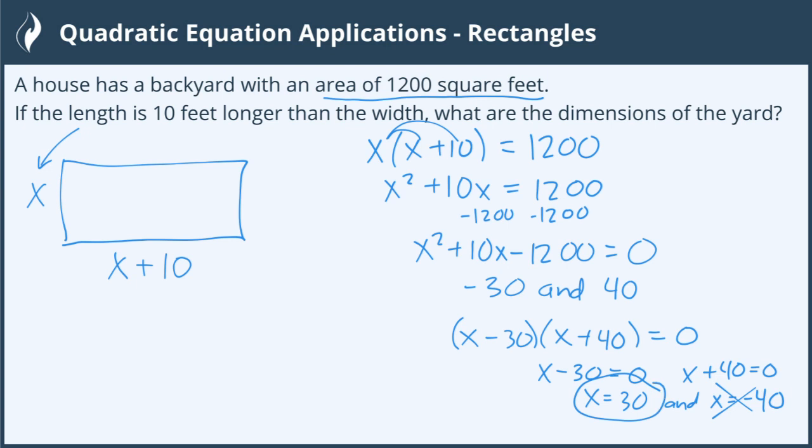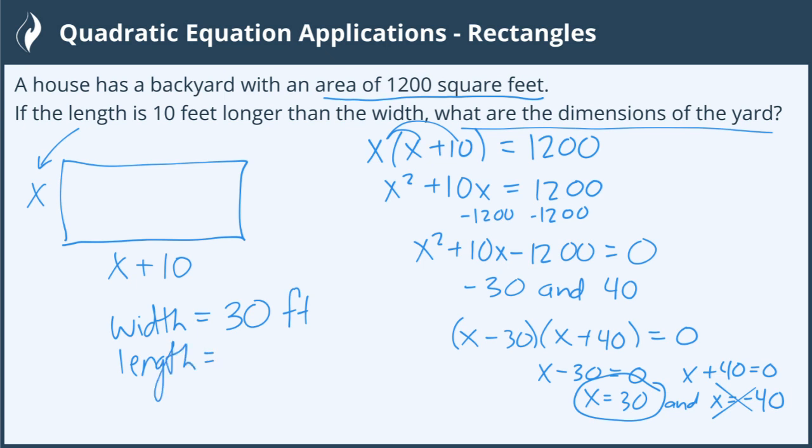However, let's look at what it's asking. It's saying, what are the dimensions of the yard? It wants the dimensions, so both of them, not just the width. So we know that the width is 30 feet. We know it's feet because it says the area is in square feet. And so the length is 10 feet longer than that, x plus 10. So the length must be 40 feet. So it's a 30 by 40 yard, width 30, length 40.